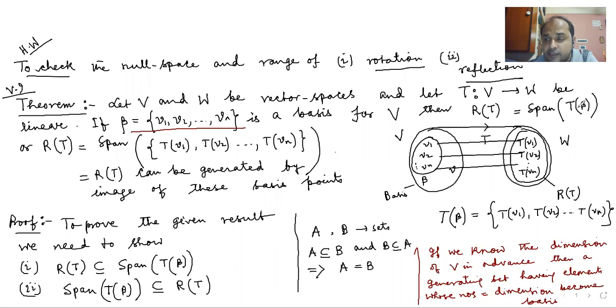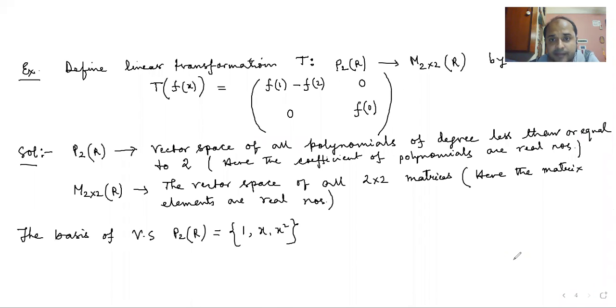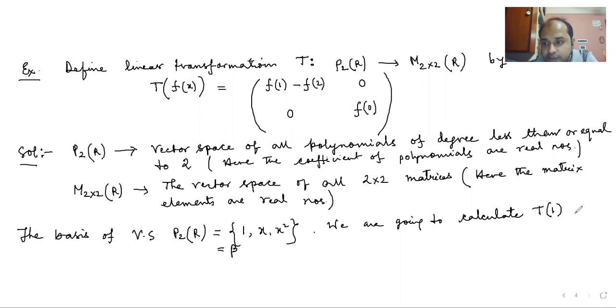So let us carefully observe. T beta means the collection of all points where the images of the basis elements have been calculated, so T(v1), T(v2), ..., T(vn). Since we have our basis elements, we can name it beta for clarity. We are going to calculate T(1), T(x), and T(x squared).